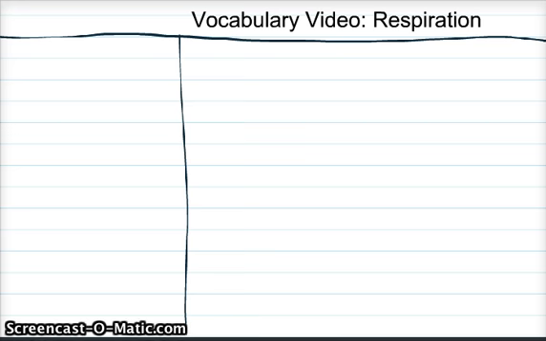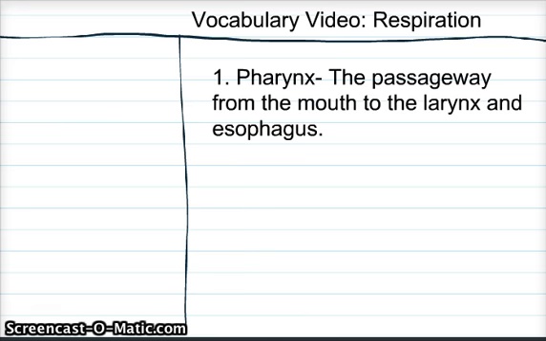Alright, once your notebook is set up, make sure to pause the video too if it's going too fast. Let's begin. The first term is pharynx, and we might have talked about it in class, but just to review, write the definition. Pharynx is the passageway from the mouth to the larynx and the esophagus. Let me show you the picture, and then I'll show you the original sentence.